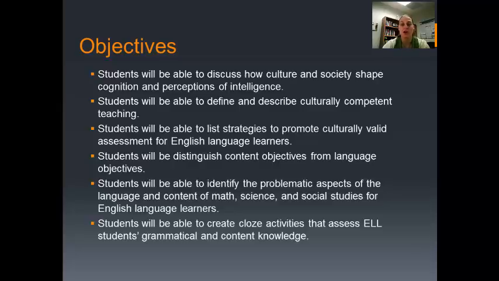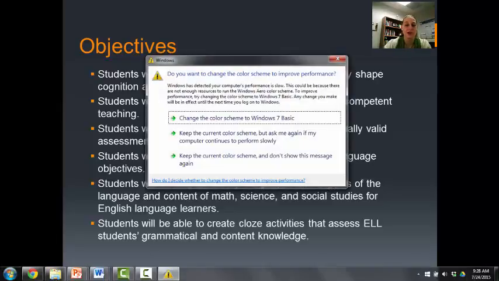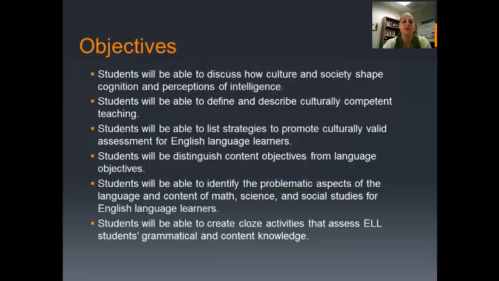We're going to go over distinguishing content objectives from language objectives. And also, we're going to identify some problematic aspects of the language and content of math, science, and social studies for English language learners. I will also have you do some cloze activities and think about ways in which to create cloze activities that can test your English language learners' knowledge of grammar and of content.